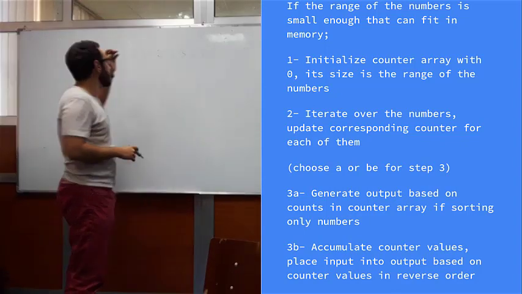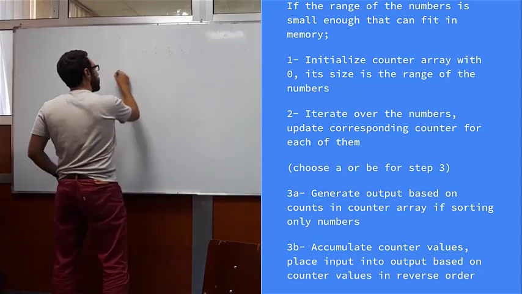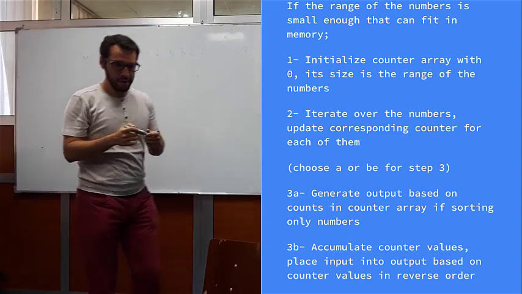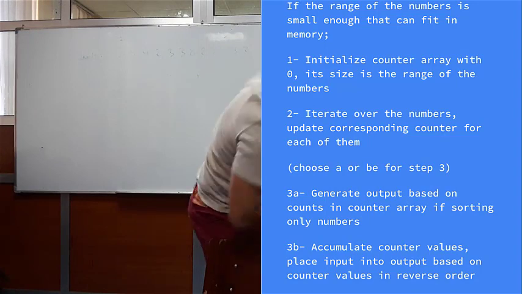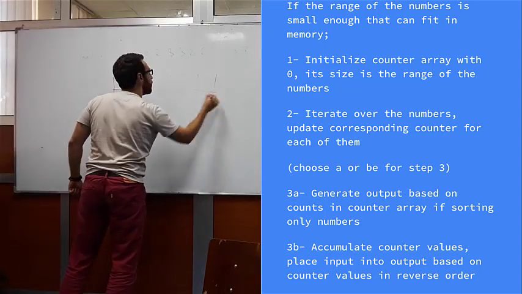So let's go ahead and generate our counter array. It's dying, let's switch. Right? Alright.